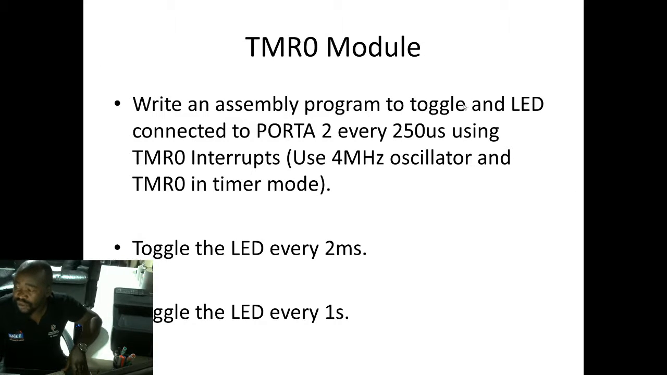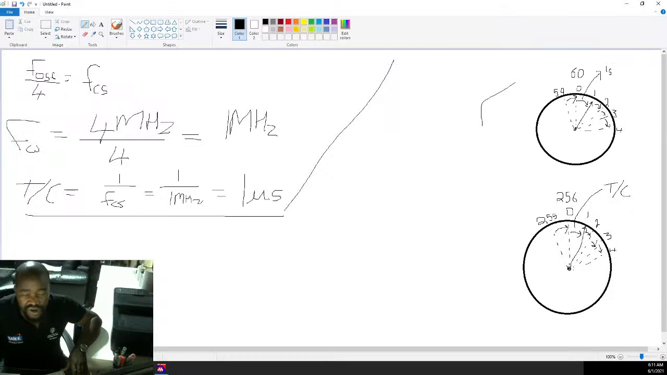Now, our question said, write an assembly program to toggle an LED connected to port RA2 every 250 microseconds using timer 0 interrupts. Right, we want to use timer 0 interrupts to create a 250 microseconds delay, and then we toggle our RA2 every 250 microseconds, right?